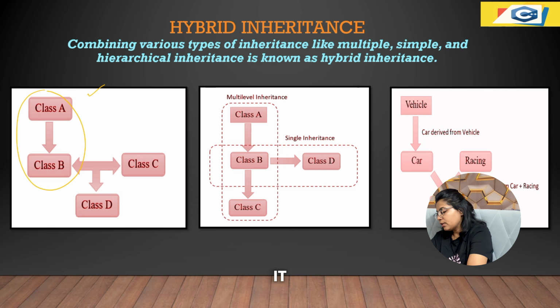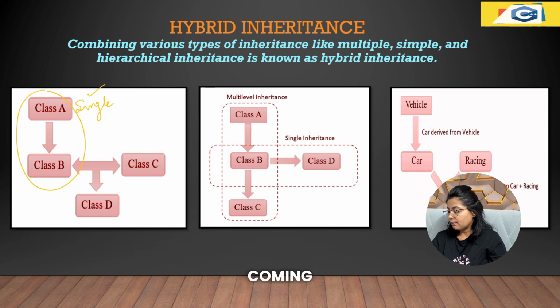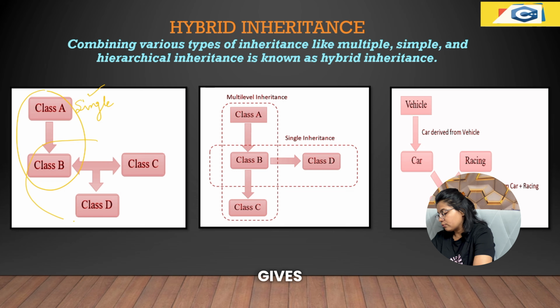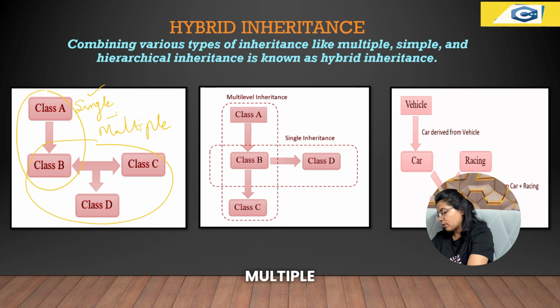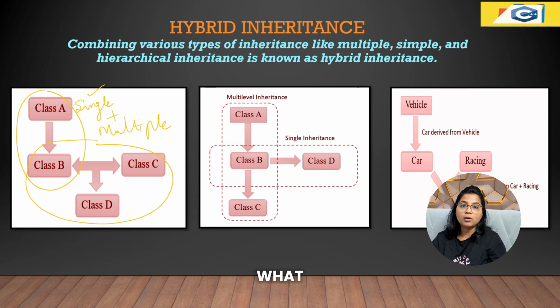So in the first image, you can see class A and class B give you single inheritance, right? Then coming to class B, C and D, it gives you multiple inheritance, right? So the combination of this single plus multiple, we got hybrid inheritance.